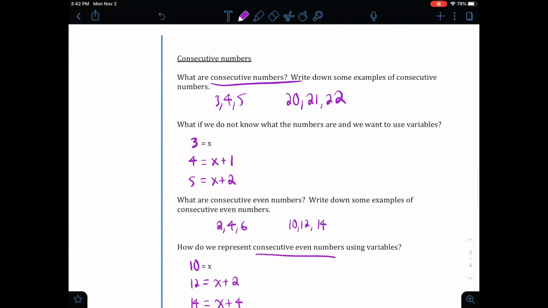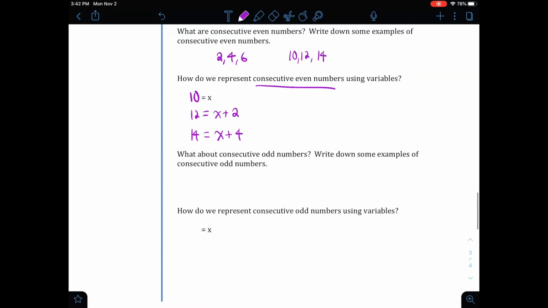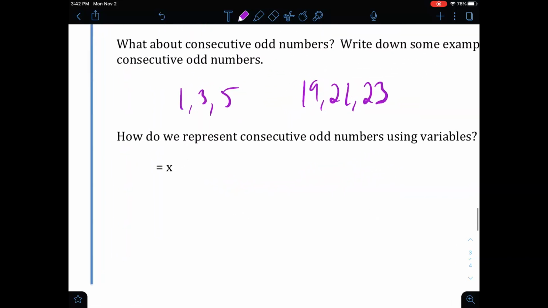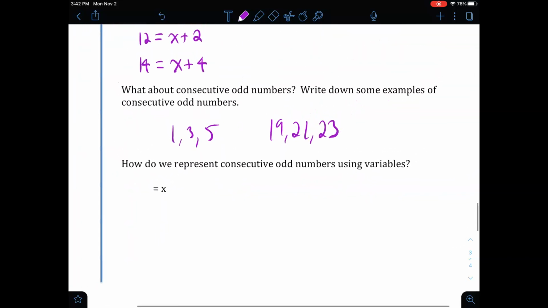Consecutive numbers. The last one we're going to talk about is consecutive odd numbers. Consecutive odd numbers would be like 1, 3, 5, or 19, 21, 23. Any examples you can think of here? We're just trying to figure out a pattern to be able to guess this later. So I'm going to use 19. So 19 is x, then 21, and 23.